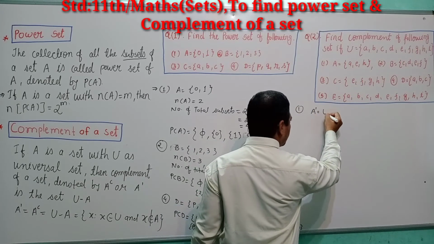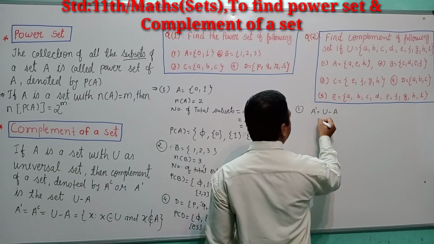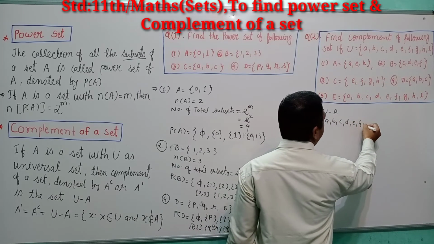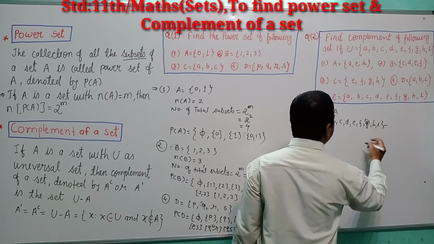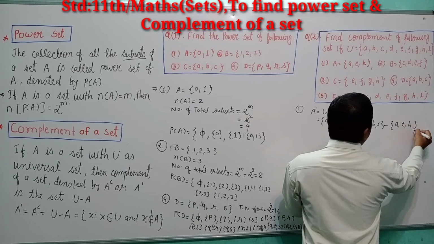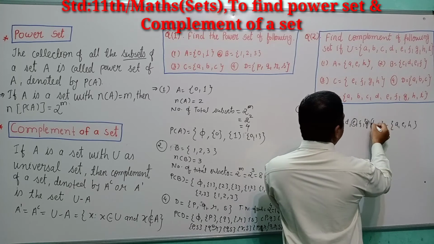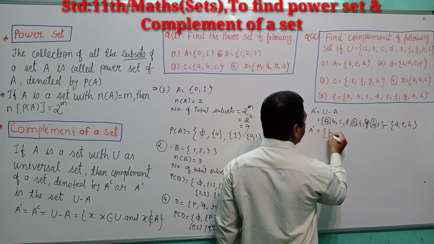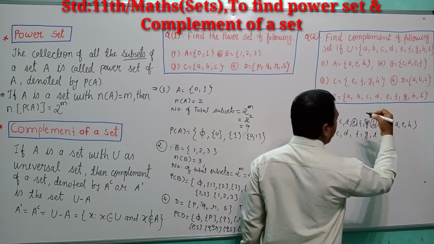First of all, in the very first question we will find A dash. A dash means, student, U minus A. What is U minus A? First of all, write down the elements of U: A, B, C, D, E, F, G, H, I, minus the elements of A. What are the elements of set A? A, E, H. You are not allowed to write A, E, and H. So the complement of set A will be B, C, D, F, G, and I.